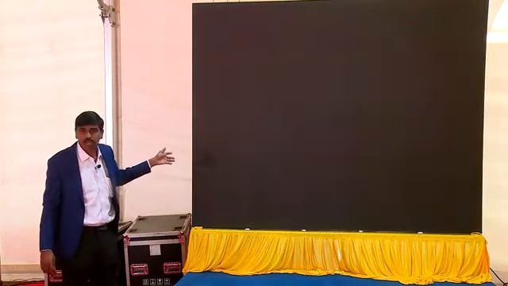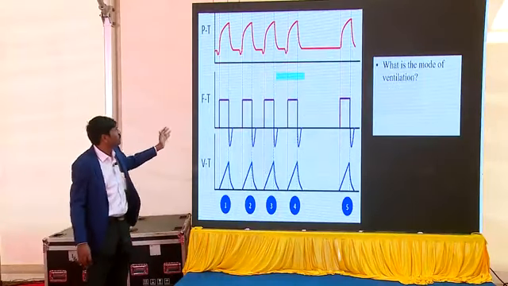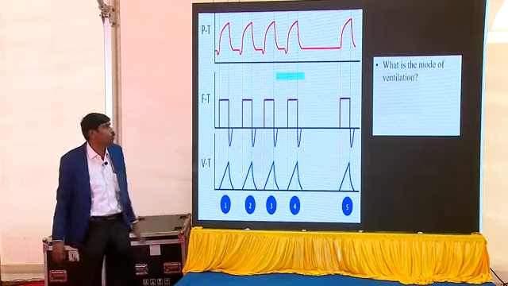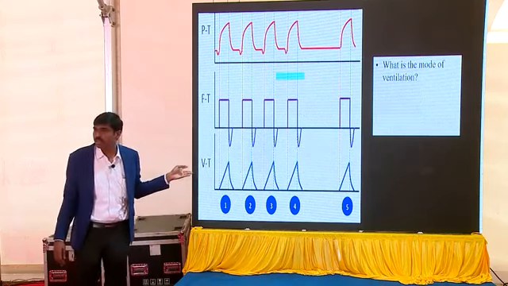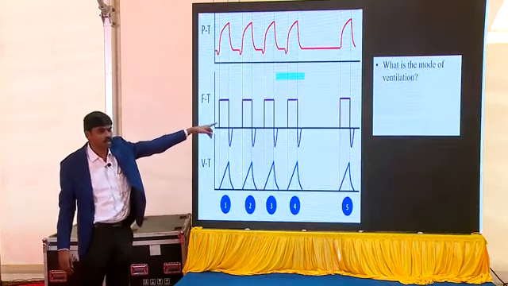Okay, what is this? There's only one left behind. Assist control. Which are the assisted breaths here? Stop it there. Which is the assisted breath and which are the control? Which is the control breath here? One of them is control. The last one is control.